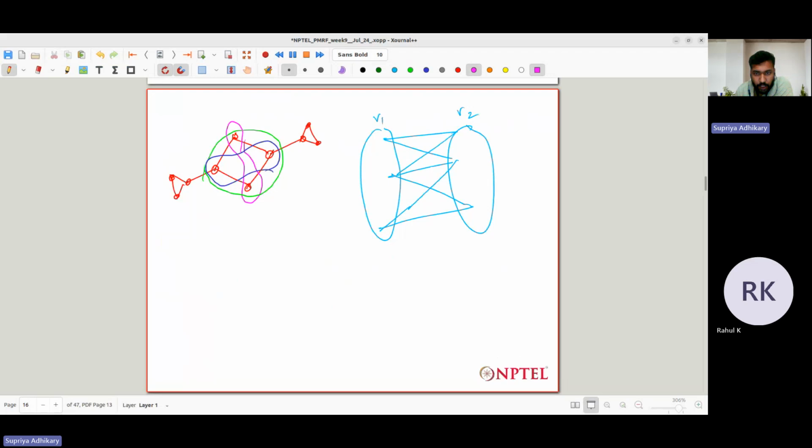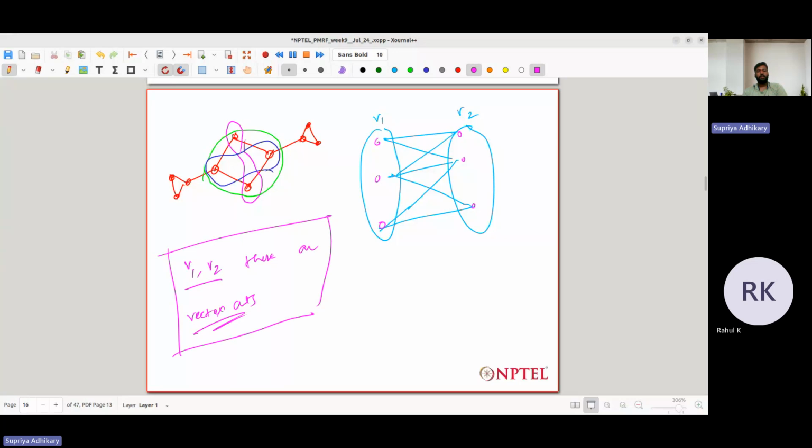Why? Because if we delete this set of vertices, then all the edges will be deleted, and we know that in a bipartite graph, the set V1 does not have any edges among the nodes in V1. Therefore this set V2 will be a disconnected graph because V1 is deleted. Okay, so V1 and V2 are vertex cuts, and there is no doubt in that.